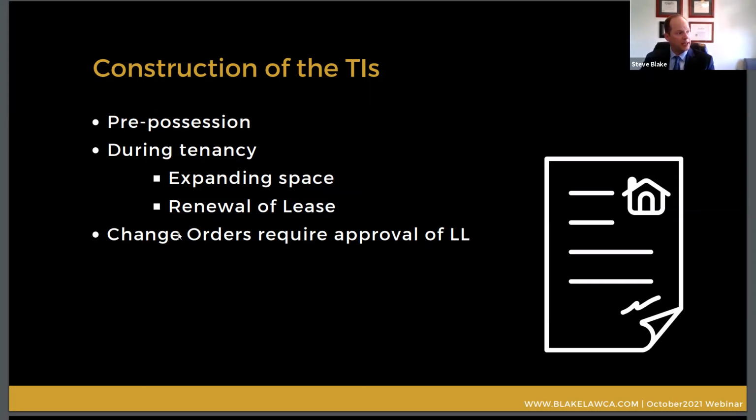And then one last note here is, while the improvements are being constructed, if for some reason the tenant or the landlord wants to change something, those typically need to be approved by either side before those are agreed to, because that always increases the cost and potentially delays construction.